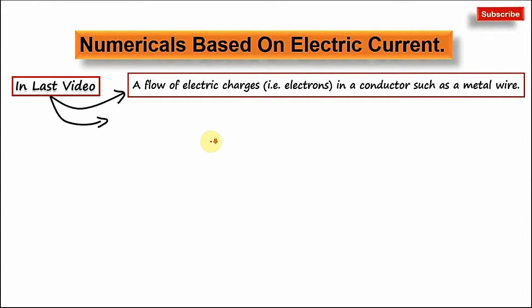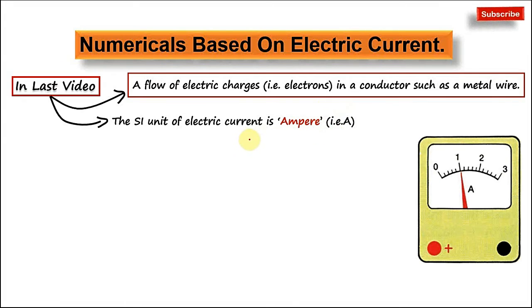Then after that, the SI unit which we use for measuring electric current is ampere, and it is denoted by the letter A. To measure electric current in an electric circuit, we use an instrument called an ammeter, and it is connected in series with the circuit in which the current is to be measured. Also, an ammeter should have low resistance so that it does not change the value of electric current in the circuit.